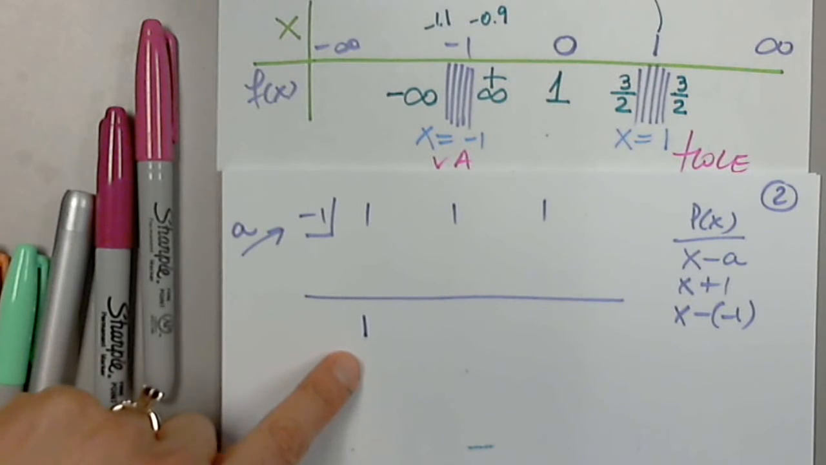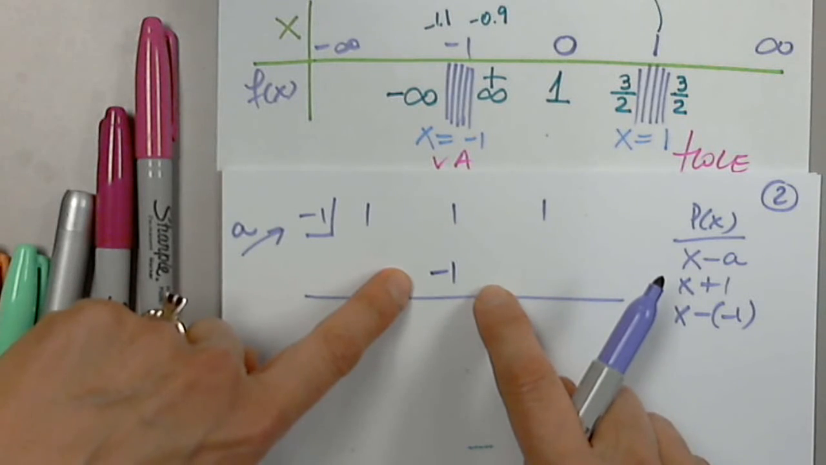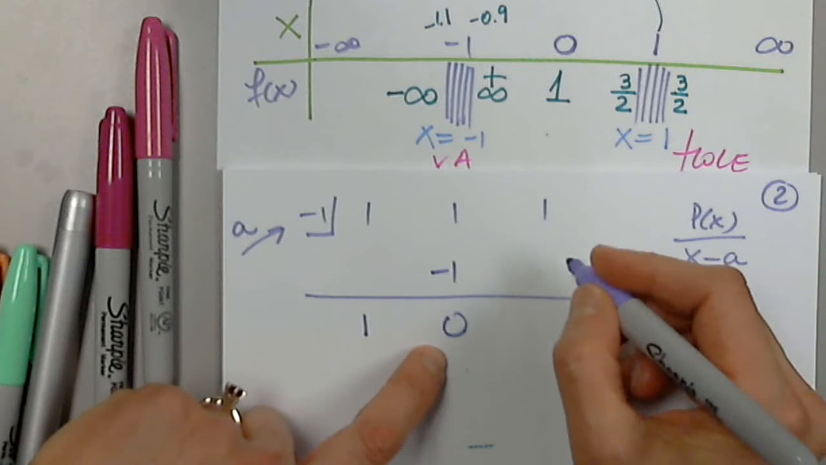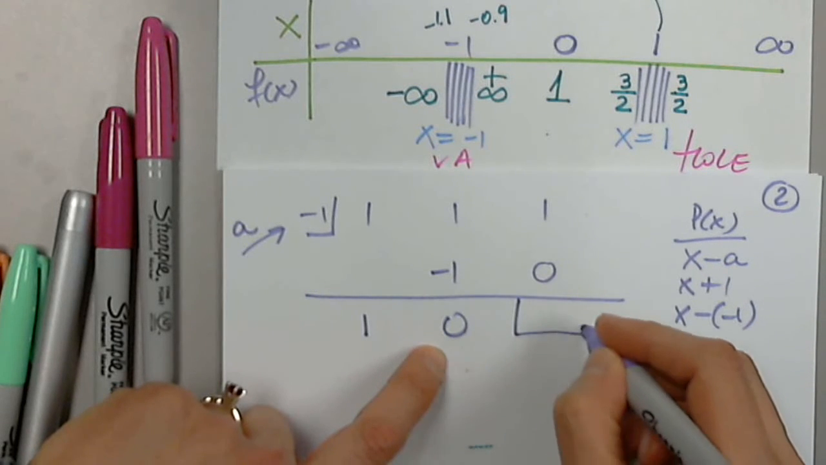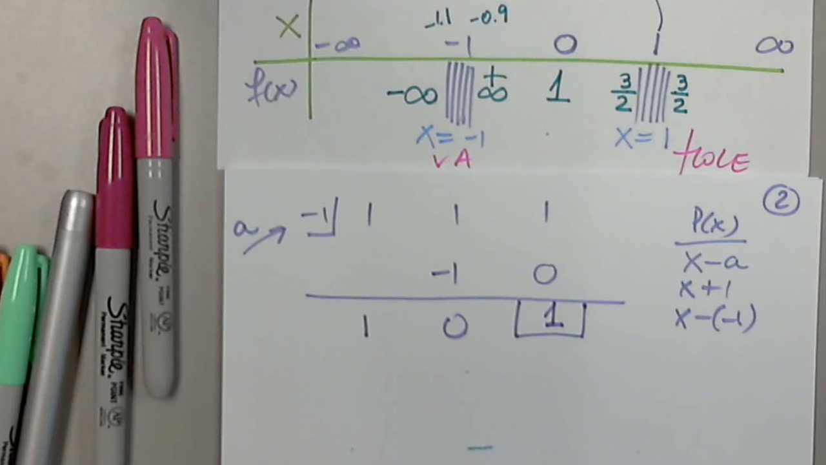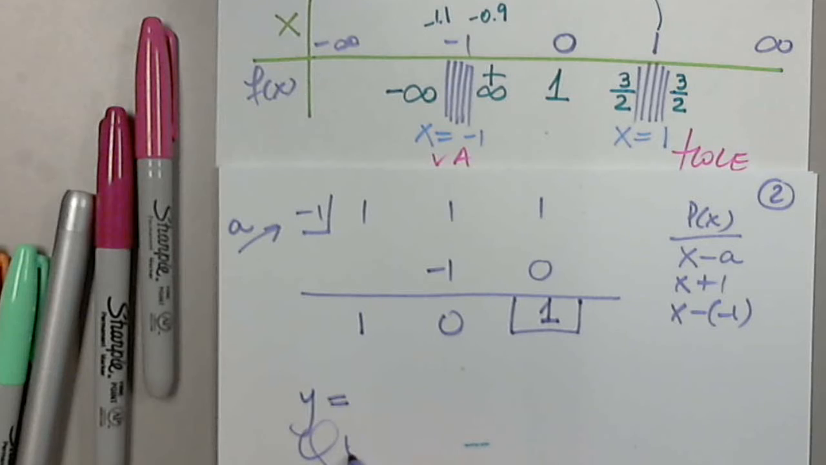Negative 1 times 1. 1 minus 1? 0. Negative 1 times 0? 0. And I box in 0. 1 as the remainder. So can anyone give us the quotient? Just the quotient.